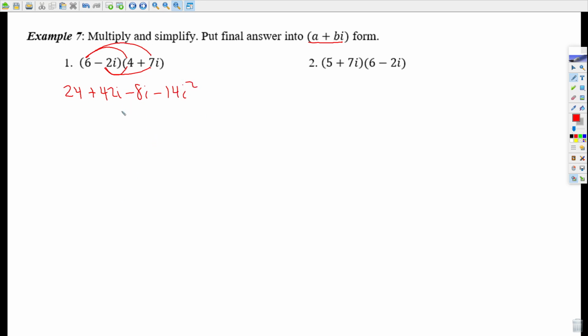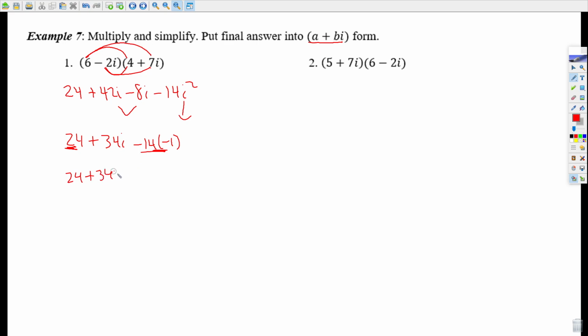So just like we've done this before, we can combine the two middle terms, and then we can also change out i squared to negative 1. So I'll do that at the same time. We'll have 24, 42 minus 8, that's going to be 34i. And then we have minus 14 times negative 1, because again, changing i squared to negative 1. So I don't know if you noticed, but now we only have two numbers with no variables, and then our number with a variable here, 34i, is going to be what goes on the end. So this becomes positive 14.